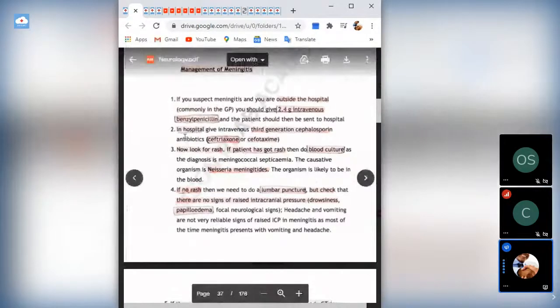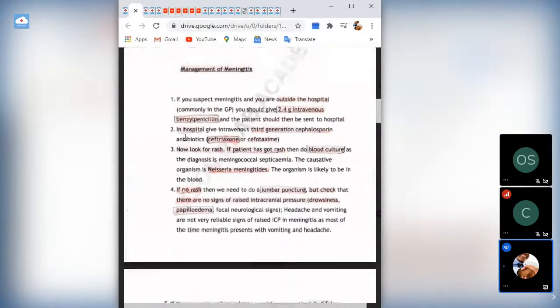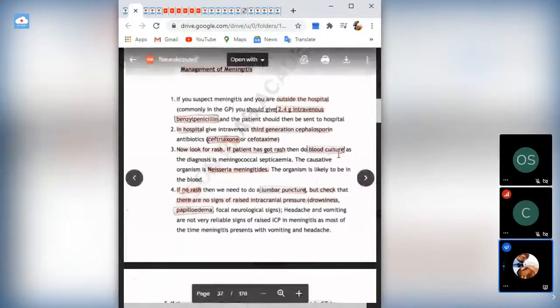But when you're in the hospital already, why not go for ceftriaxone? And when you want to go for ceftriaxone, you should go for the branded ones like Crucifin, okay? Those are the ones that are known from trusted companies. So ceftriaxone or cefotaxime, like I told you, you have to go for the third generation cephalosporin antibiotics. Now you look for rash. If the patient has got a rash, then do blood culture.